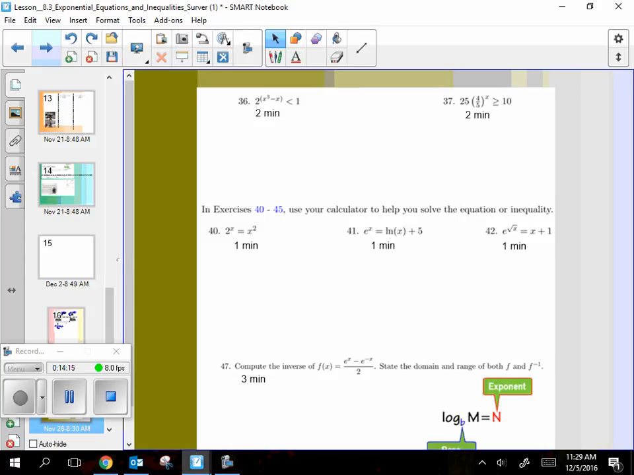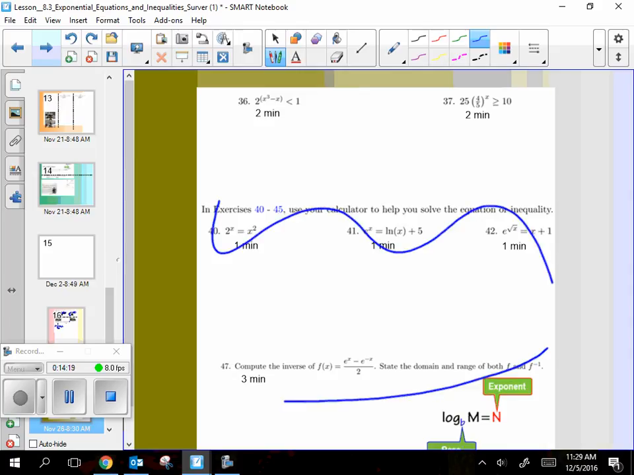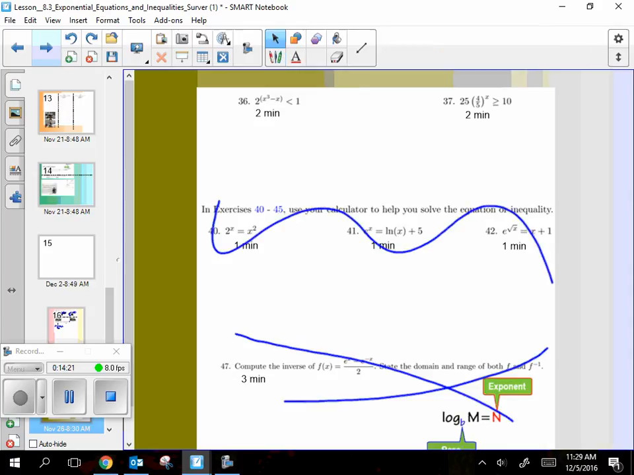Then, because we have a big lab to do in class today, I'm excusing the whole rest of the assignment, all the pages after this too. You just have to do up to 37.